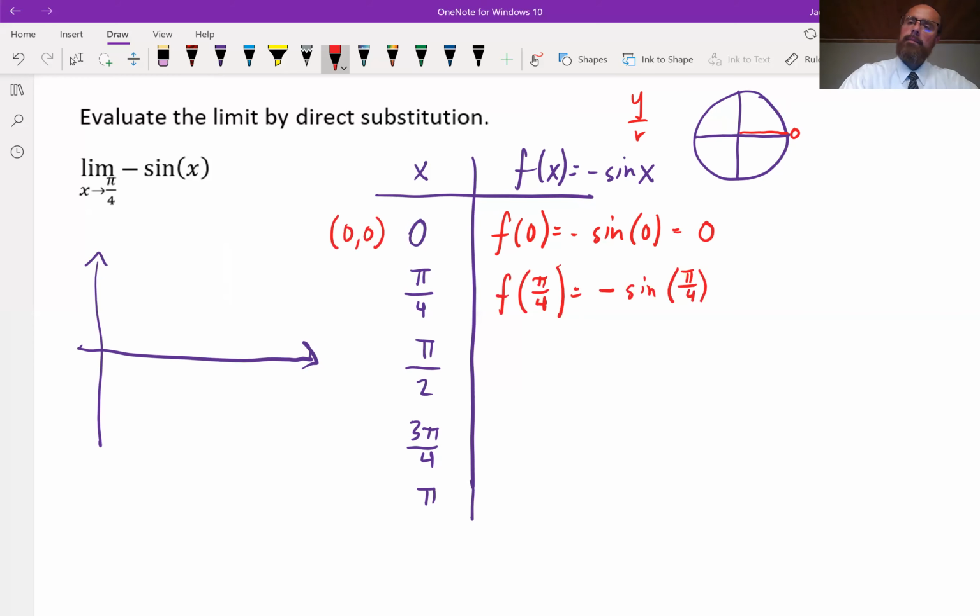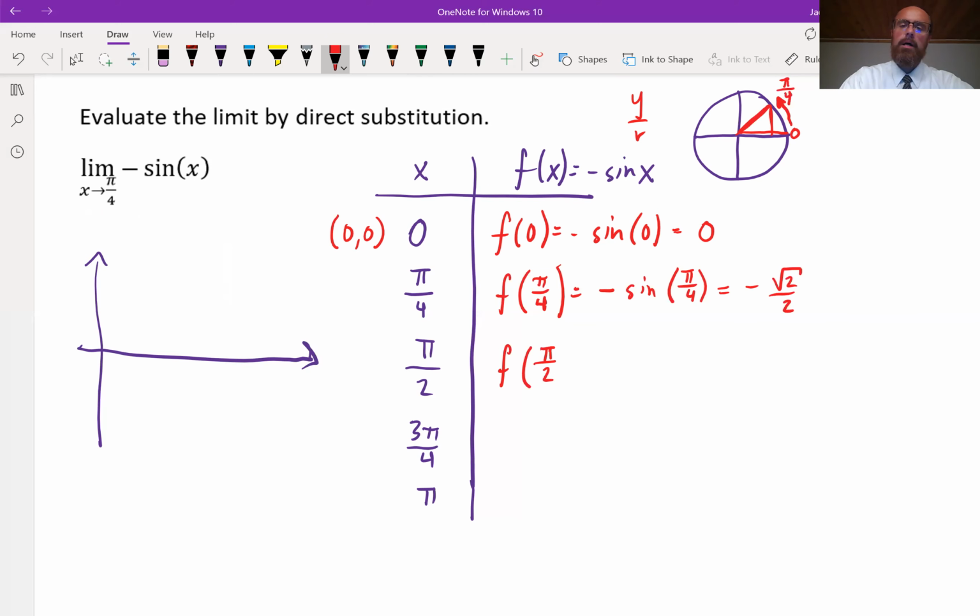Let me draw that better. So pi over 4 is 45 degrees. Remember, we're looking at that right triangle, and that's that special 45, 45, 90 triangle. So that is the case when cosine and sine are both the same. They're both square root of 2 over 2. So that's negative square root 2 over 2. Hard to graph that one. That's a very irrational number. But this next one will help.